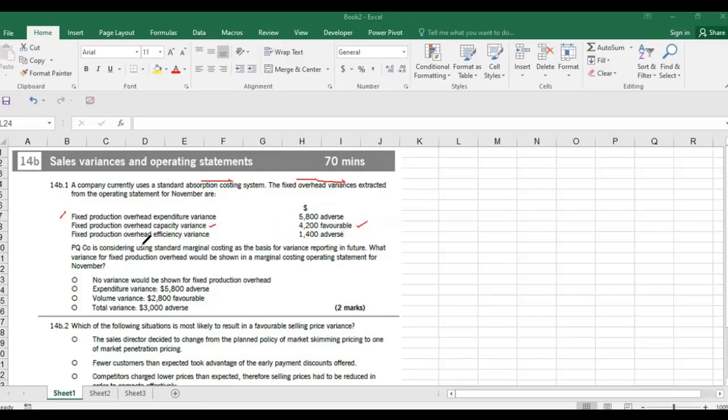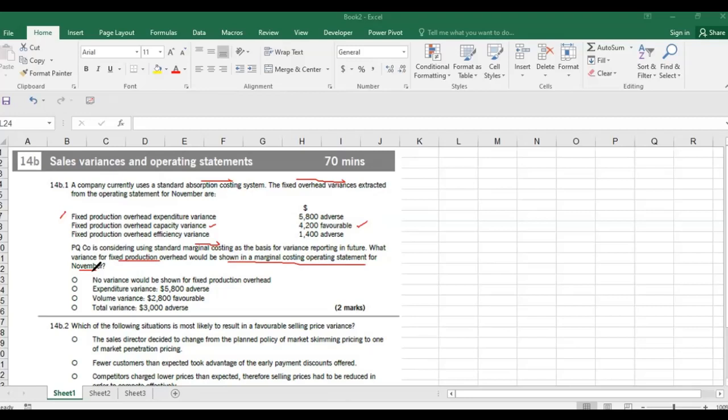P company is considering using standard marginal costing. So actually they use absorption, but now they are considering using marginal costing as the basis for variance reporting. What variance for fixed production overhead would be shown in a marginal costing operating statement for November? Now, you don't need to make any calculations.